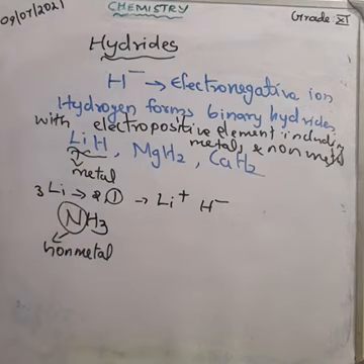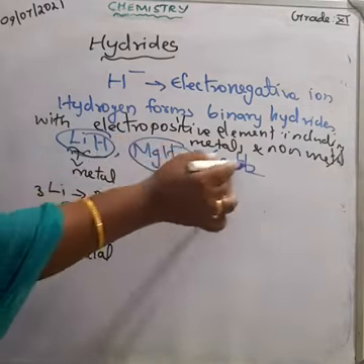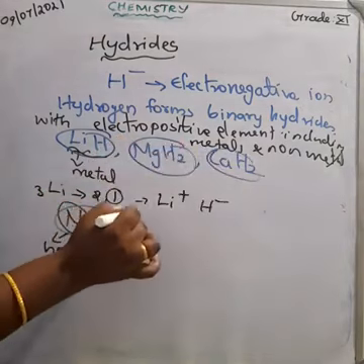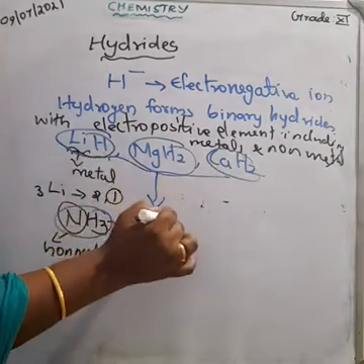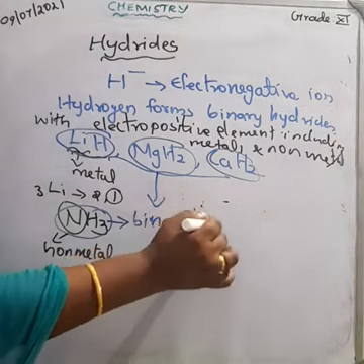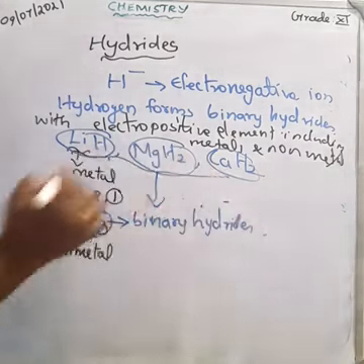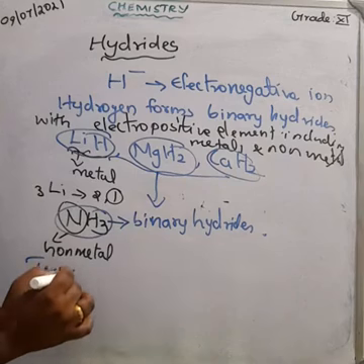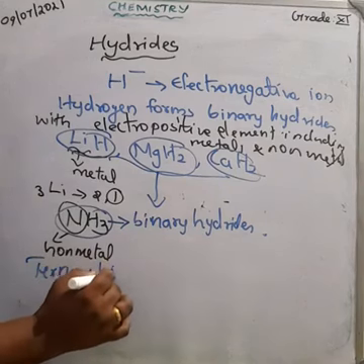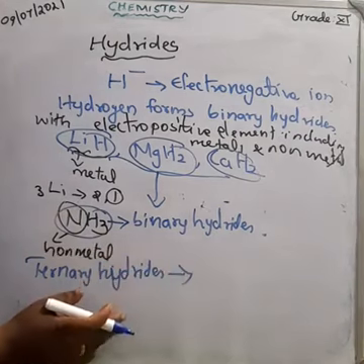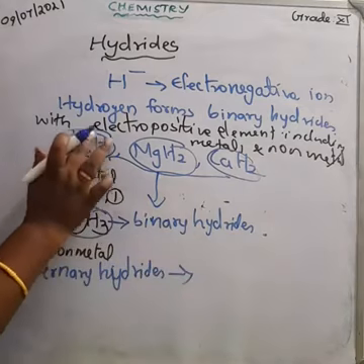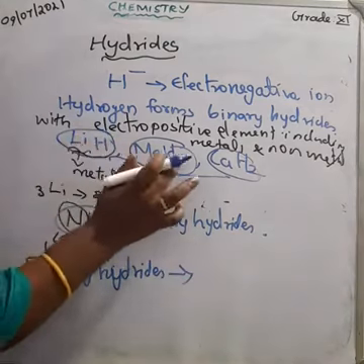Understand? And it also forms ternary hydrides. These are binary hydrides: lithium hydride, calcium hydride, magnesium hydride, sodium hydride. It can also form ternary hydrides. Ternary hydrides means hydrogen can form a compound with two metals. Binary hydride means hydrogen forms a compound with one metal.